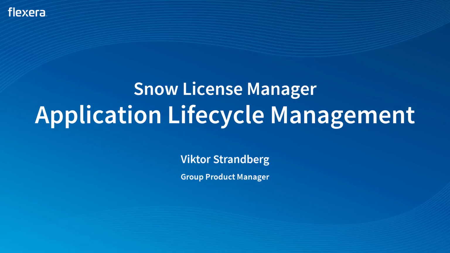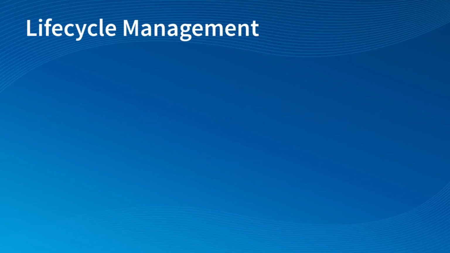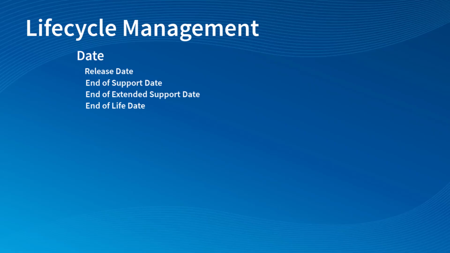In this video, I'll walk you through what application lifecycle information we provide and how you can utilize it. There are three different lifecycle values that can be shown on an application. The first and most valuable one is dates, indicating specifically when something will occur or has occurred. Here we support release date, end of support date, end of extended support date, and end of life date.